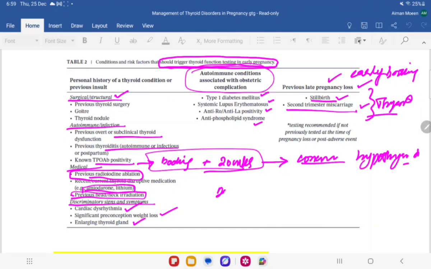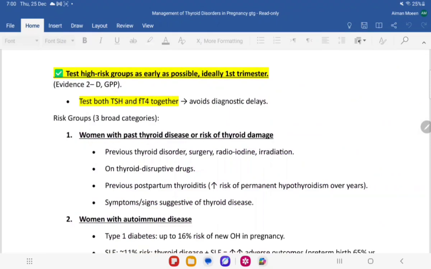So in the history, this is what I'm telling for the clinical candidates, drug history is important. If she is on lithium or amiodarone, then you have to tell the woman that she needs a thyroid function test at booking. Okay, here I have explained it again because it was given in a tabulated form in the green top guidelines as well as in the paragraph form.